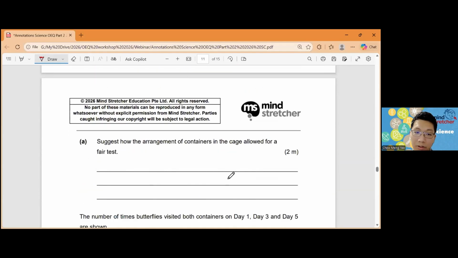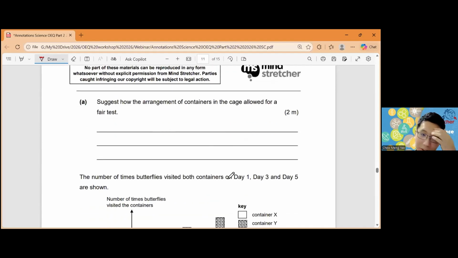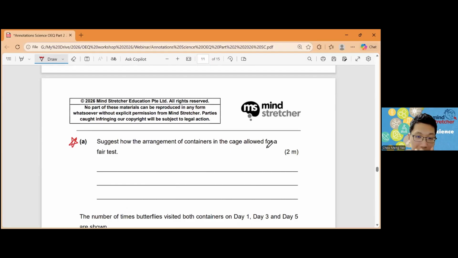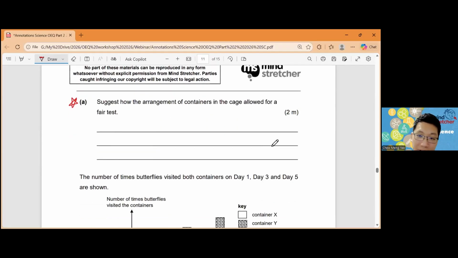Now part A. This is a fair test question. I would say it's a difficult fair test question. Suggest how the arrangement of containers in the cage allowed for a fair test. Actually, a similar question came out for PSLE. I can't remember which year, but quite similar. On first look, you may not think that this is a fair test question, but it is. What are they talking about? Arrangement of containers allowed for a fair test.